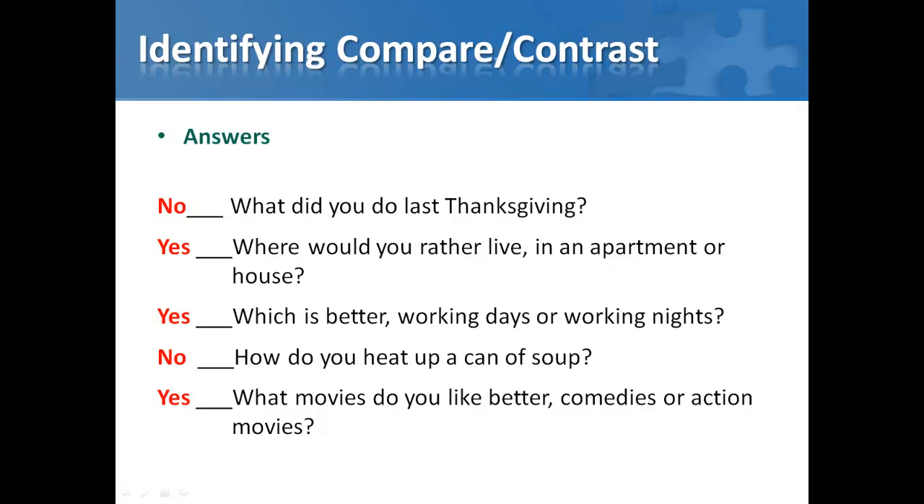Well, no, you can't go anywhere with that as far as comparison and contrast, can you? Notice you don't have two different objects either that you're looking at similarities and differences on. Lastly, what movies do you like better, comedies or action movies? Well, yes, you could stack up comedies against action movies and find points of comparison and contrast.